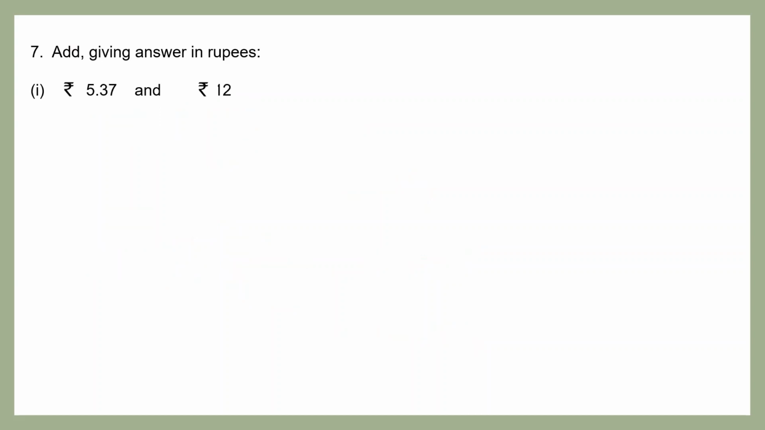Now we go on to addition. Add and give your answer in rupees. So let's do the addition. When you add, remember to write it properly in the right order. 5.37, and this is simply rupee 12. 12 rupees. So as we know, when we learned addition in decimals, the first thing you need to do is make them like decimals and then do your addition. So let's start our addition. 7, 3, put the decimal point. 5 plus 2 is 7, 1. So what is your answer? 17 rupees and 37 paise.